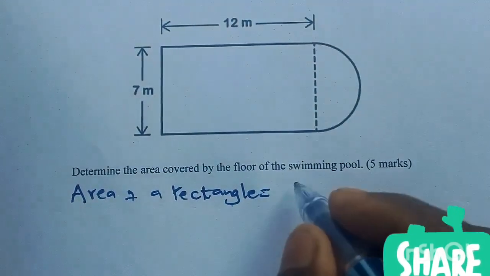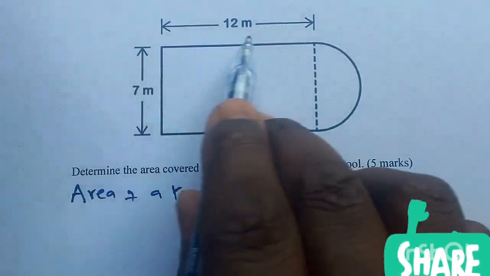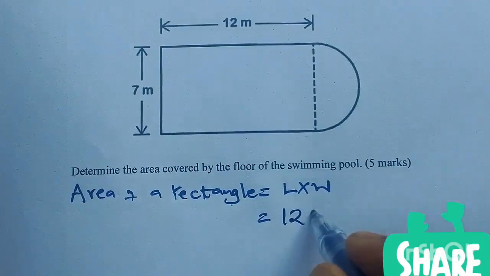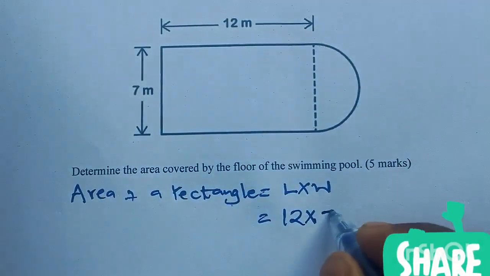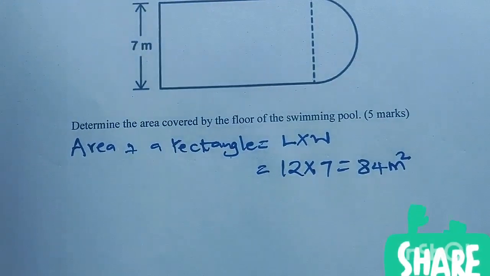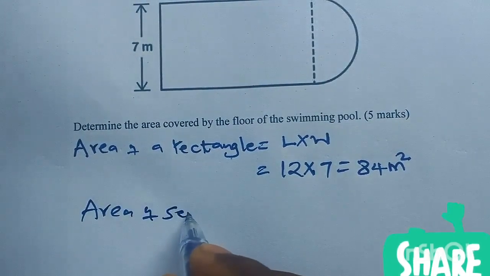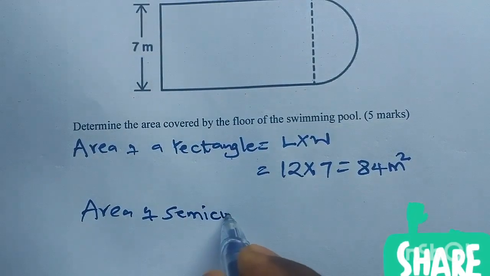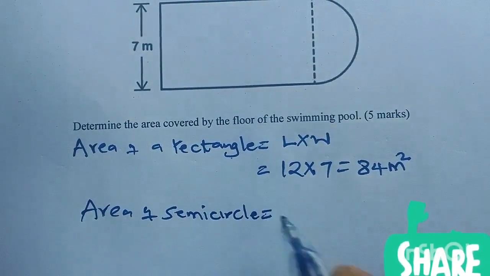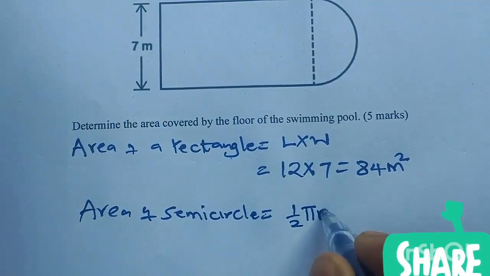is given by length times width. Length is 12 times width, which is 7. Now area of a semicircle is a half pi r squared.